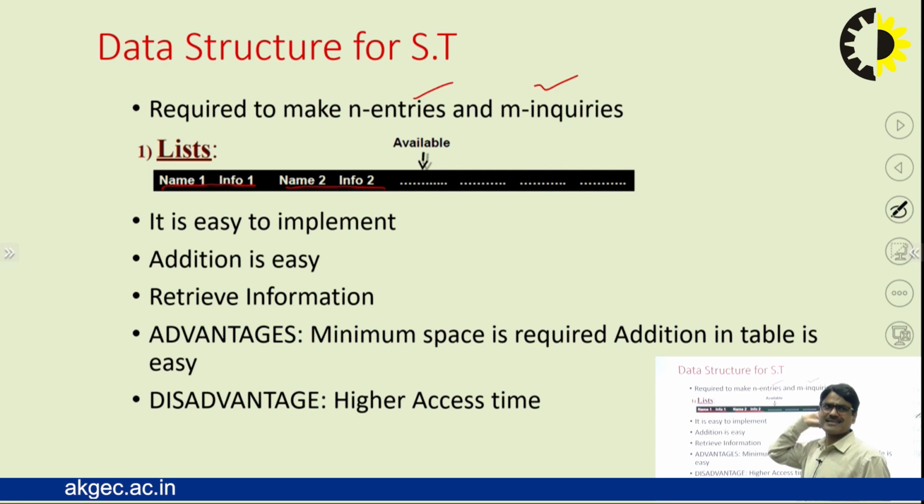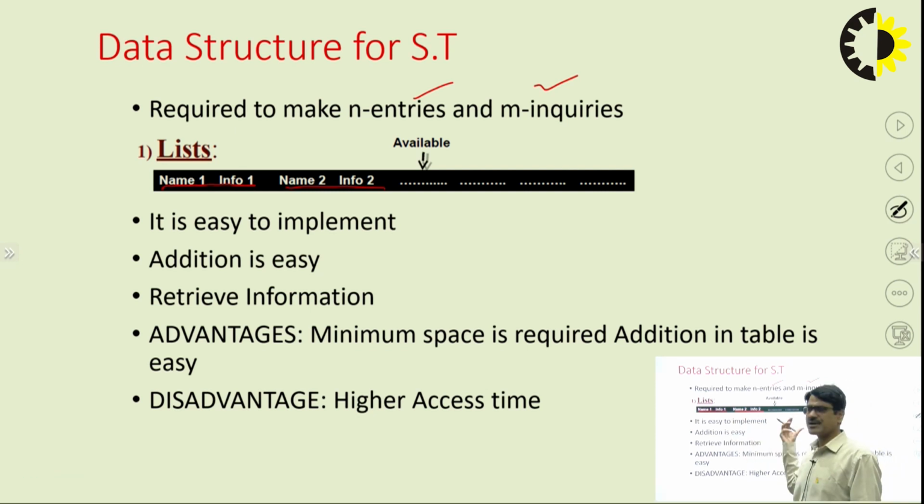So what is the characteristic of this data structure? It is easy to implement. Why? Because it is a very simple structure, but when the data set is large, it will create a problem. Addition is very easy because you have to add the data at the last. Retrieval of information is also easy. What is the advantage? Minimum space is required, and addition in the table is easy. But what is the disadvantage? The higher access time.